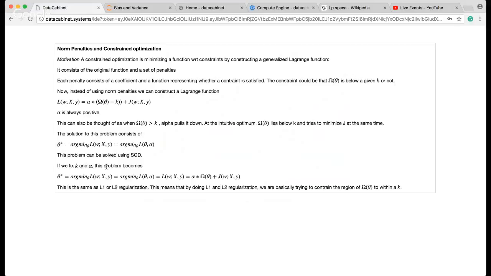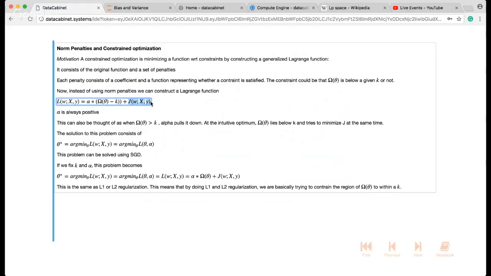If you model the same problem in a different way, there is this Lagrange function which takes a constraint and a coefficient and tries to optimize any function. So given our original loss function, J, which could be a mean squared loss, we add a coefficient term and then a constraint. For example, the constraint should be that this omega function, which could be L2 or L1, is less than k.